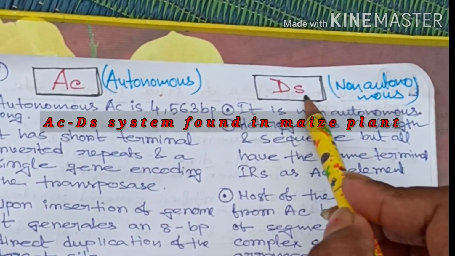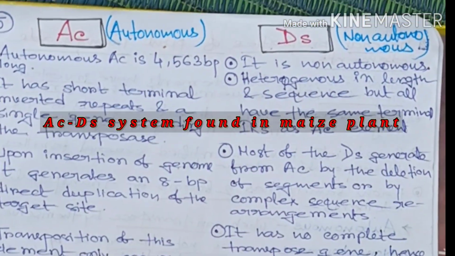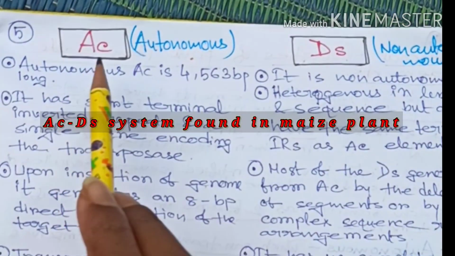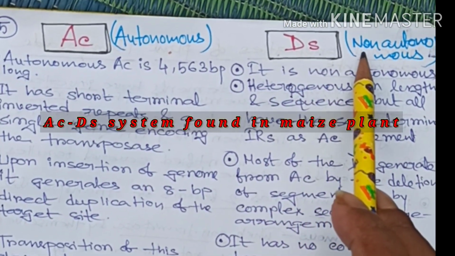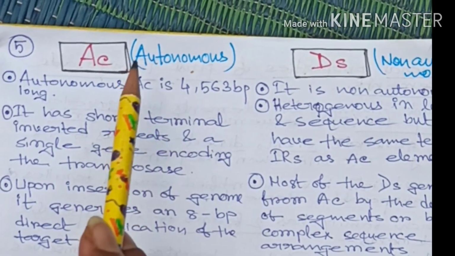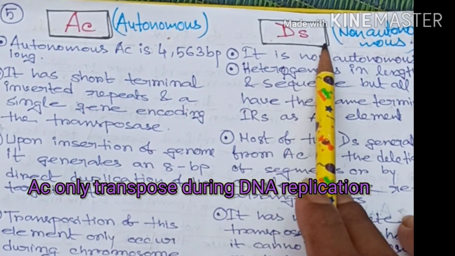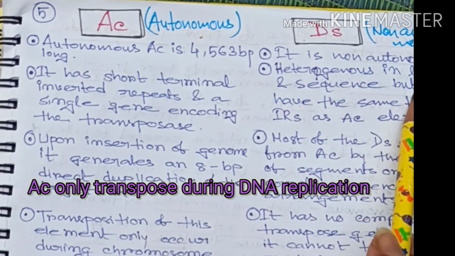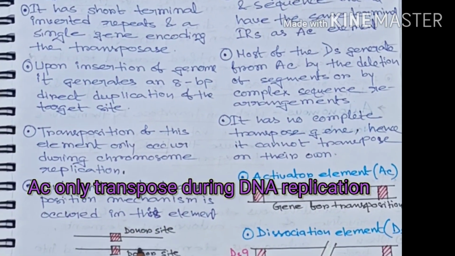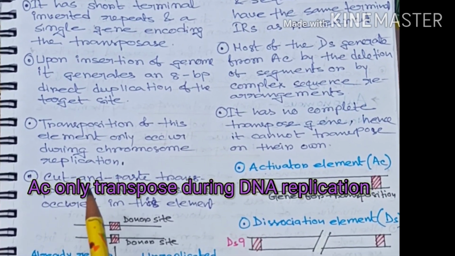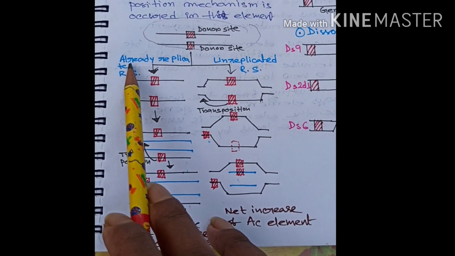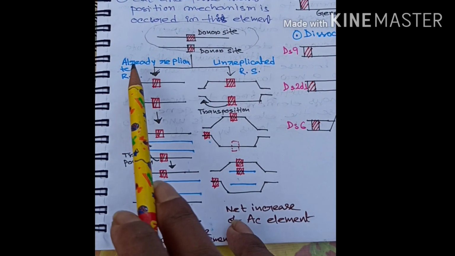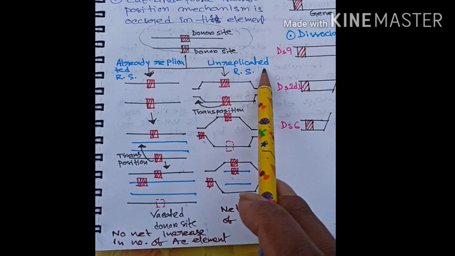AC and DS are the transposable elements in maize plant. AC element is autonomous and DS element is non-autonomous. AC means activator and DS means dissociation or dissociator. It is noted that AC element only transposes during the replication period. There are two ways for transposition of AC element: to an already replicated recipient site and to an unreplicated recipient site.